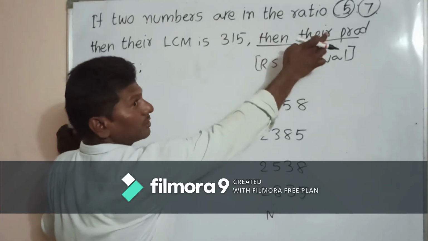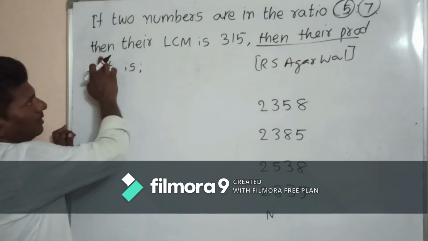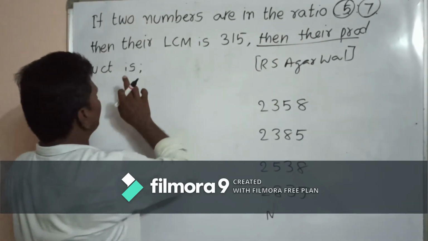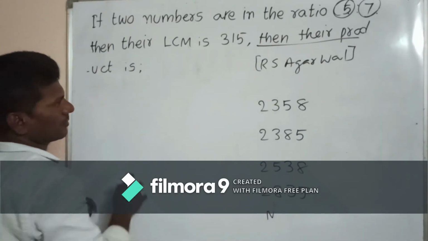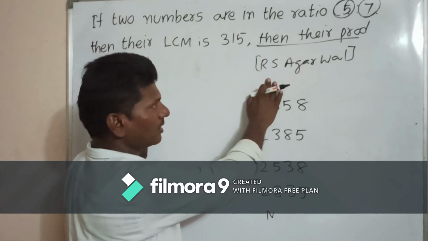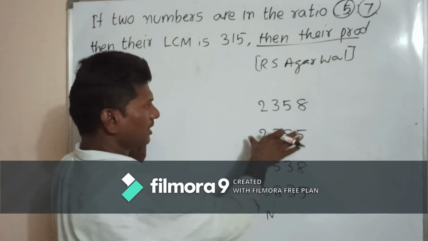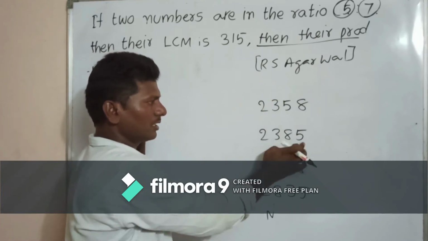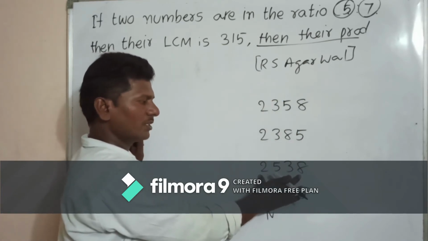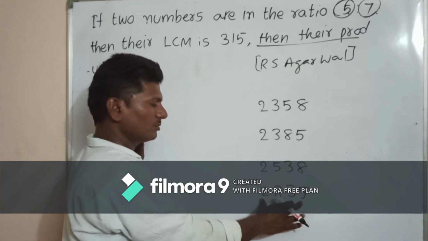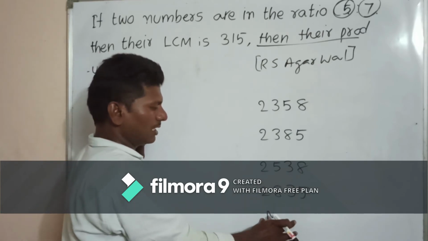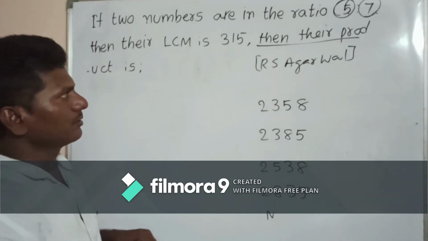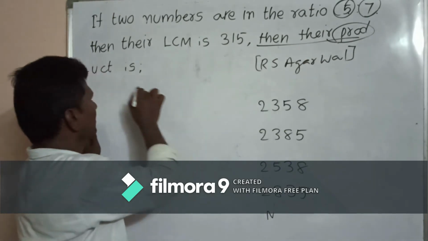In the ratio 5:7, then their LCM is 315, then their product is? This question was taken from R.S. Agarwal book. First option is 2358, second option is 2385, third option is 2538, fourth option is 2835, last option is none of these. Here we are asked to find out the product of the numbers.